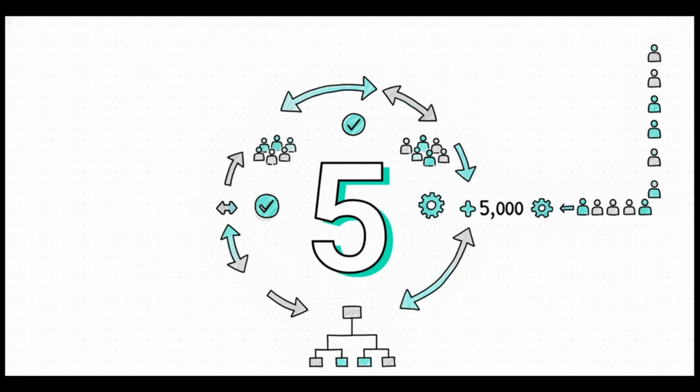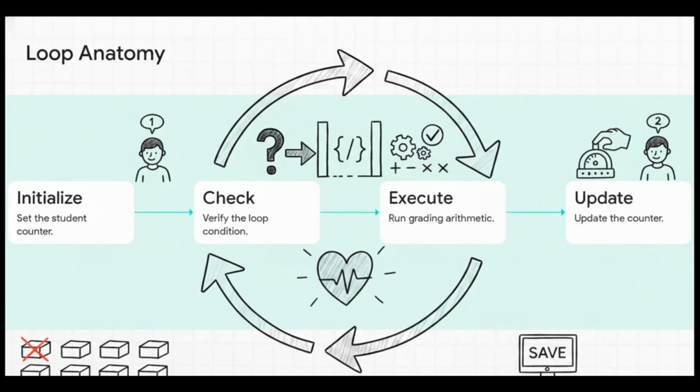Whether it's 5 students or 5,000, we absolutely do not want to copy and paste our grading logic over and over again. We need loops. Let's pop the hood and break down the anatomy of a loop step by step. C gives us three main iterative structures: the while loop, the do-while loop, and the for loop. But you know what? They all share a very similar beating heart.